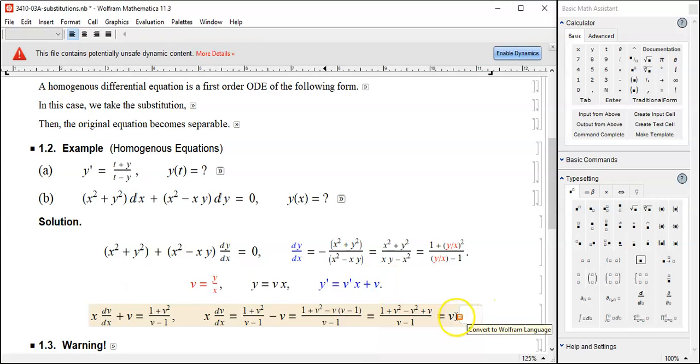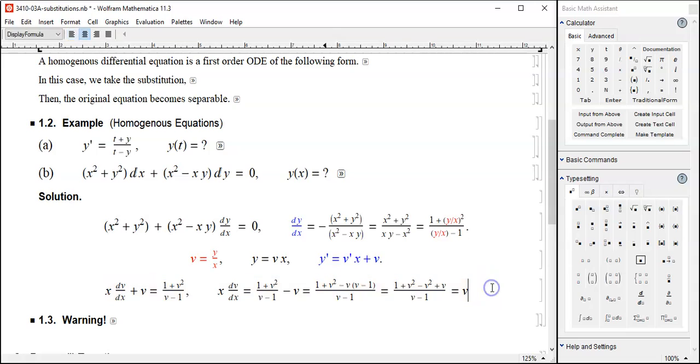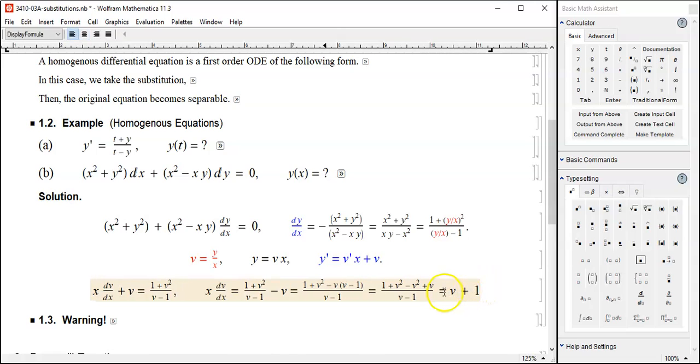Oops, what did I click? Wrong key, sorry about that. V plus 1 over v minus 1. Okay, x dv dx is equal to a function of v. So we are ready. Let's take the separation of variable to the next step.